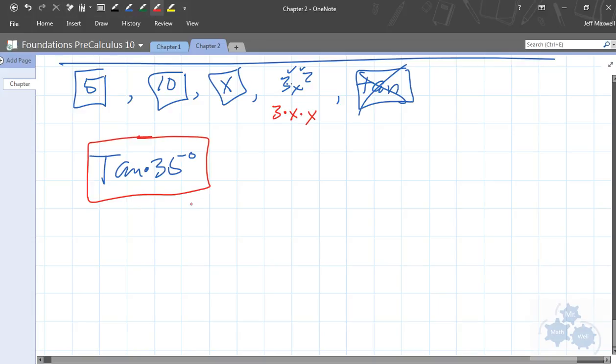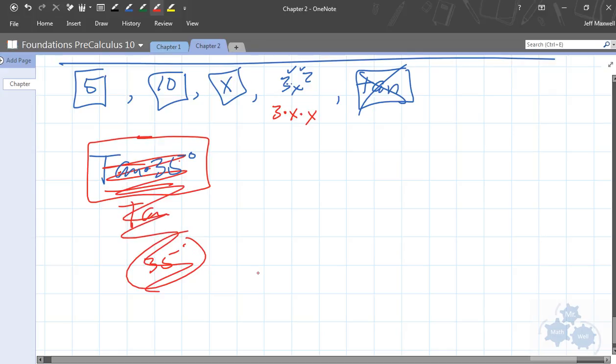Okay? So that's a very good question. That's a very common misconception. Even the grade 12s get that wrong sometimes. They're like, oh, I just need to divide by tan, and then I'll get 35 degrees all by itself. No, you cannot do that because it's not tan times 35. It's tan of 35.